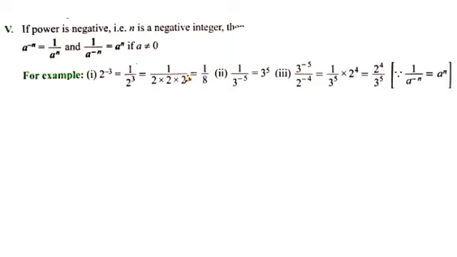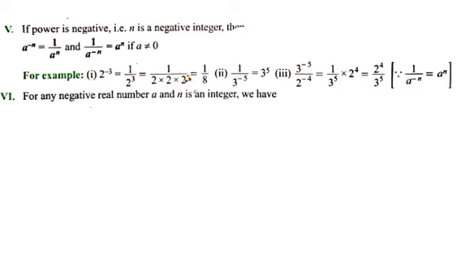Another example, 3^-5 by 2^-4 is equal to 1 by 3^5 × 2^4, which is equal to 2^4 by 3^5.